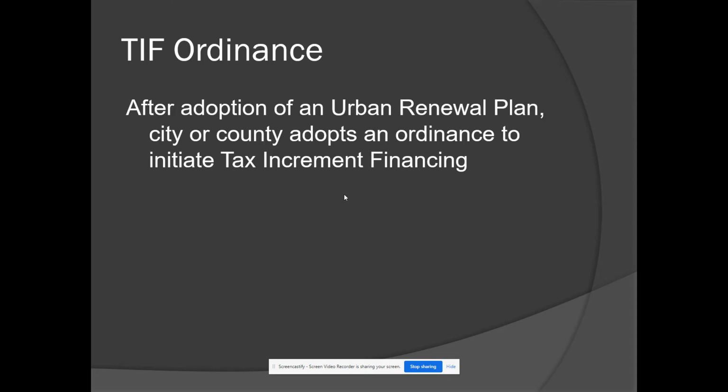So the TIF authority would adopt this urban renewal plan that sets the general premise and the general area under which these activities would take place. After adoption of the area, the city or county would adopt an ordinance to initiate tax increment financing. So the ordinance basically sets the stage for division of revenue. It's taking a look at this general area and saying, okay, within this particular area that we define by ordinance, this is where we're going to divide revenue should there be an increase in valuation.